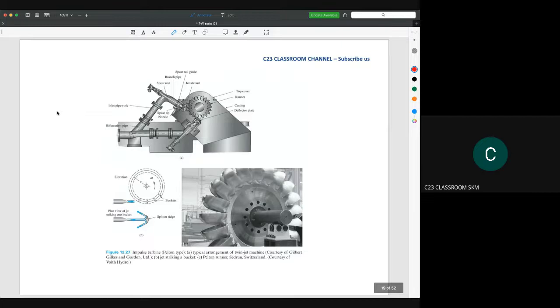So this is another example of a Pelton wheel used in real industry. You could have this one in your textbooks. So we have two nozzles here.